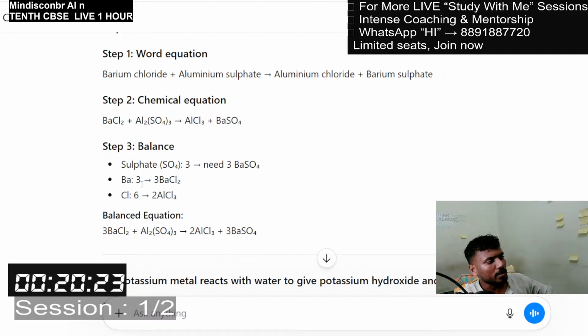So whenever we write 3 BaSO4, there are 3 atoms of barium. So for balancing that we will give 3 here. So 3 BaCl2 plus Al2(SO4)3 gives AlCl3 plus 3 BaSO4. Here there are 2 aluminum atoms, so we have to give here 2 AlCl3. So 2 AlCl3 means 2 atoms of aluminum and 6 atoms of chlorine. Since we have given 3 BaCl2, 3 into 2, 6 chlorine atoms are there. So the reaction will be balanced. That means 3 BaCl2 plus Al2(SO4)3 gives 2 AlCl3 plus 3 barium sulfate.